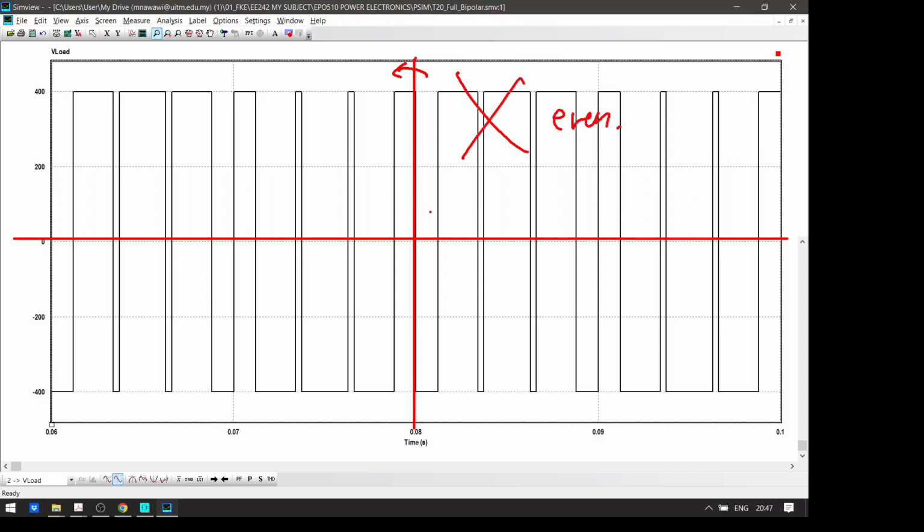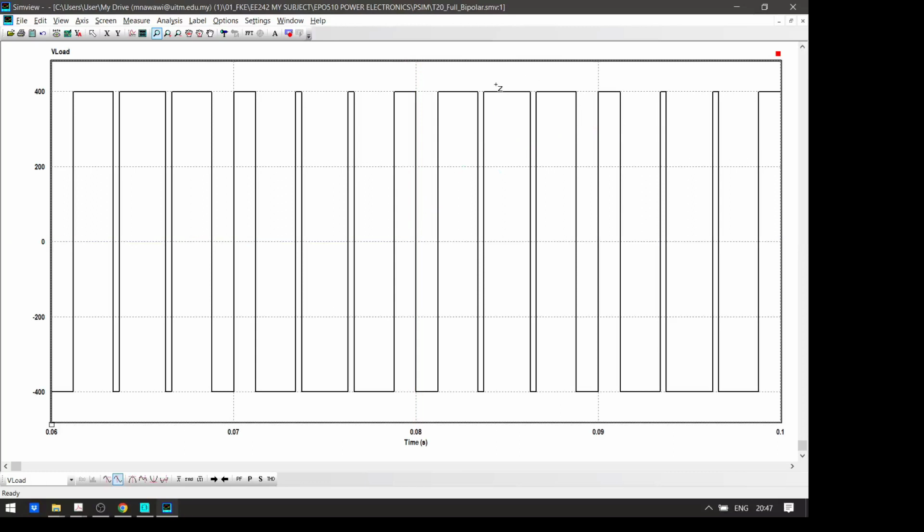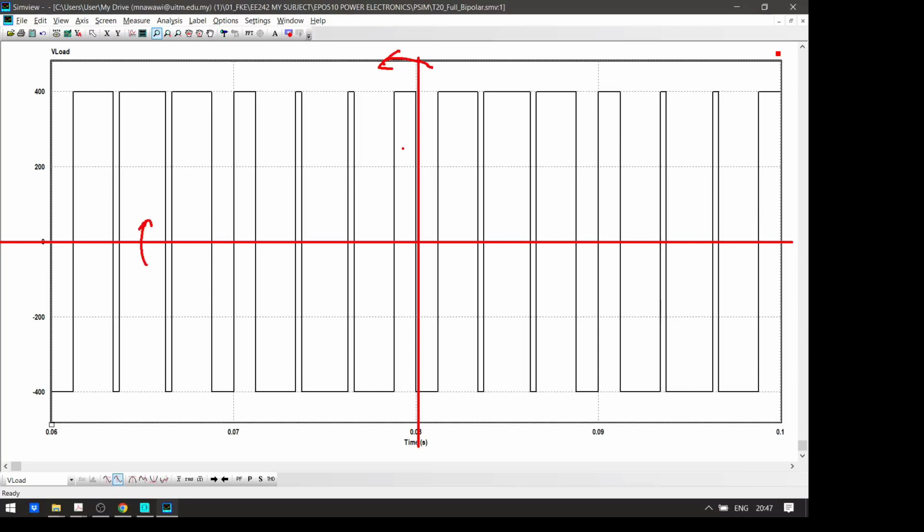Okay, so let's check for odd. So how to do the odd? You reflect with respect to the y-axis, and then you reflect with respect to the x-axis. You have to do two steps. First, reflect with respect to the y-axis, and then reflect with respect to the x-axis. If the final waveform equals the original waveform, then it is odd. So in this case, if we reflect fully the waveform, you will get that. Very okay.